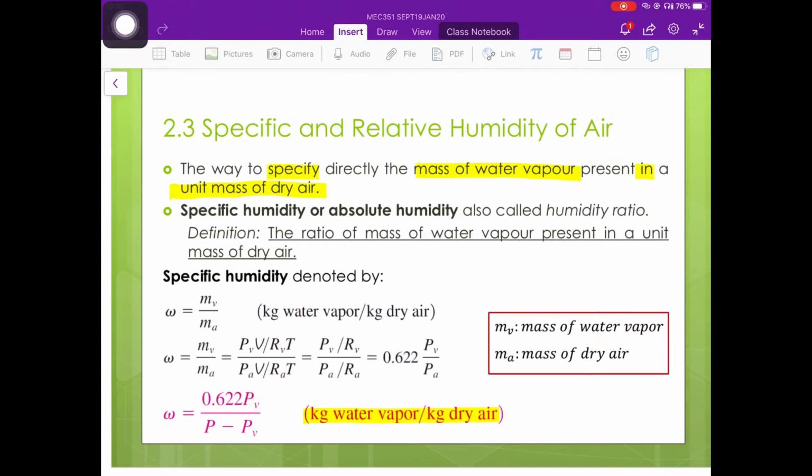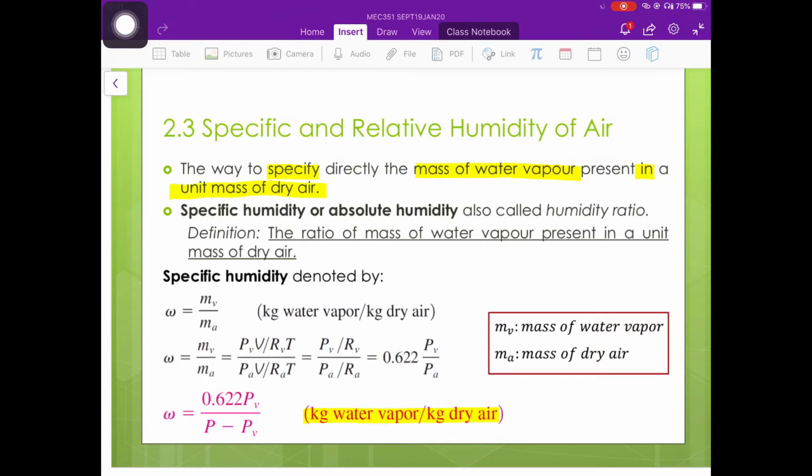Before I proceed with the terminologies and the introduction on the properties related with our analysis later, there will be two approaches to find the properties. The first one is by using the equations or formulas, and the second one will be finding all those properties using a psychrometric chart.